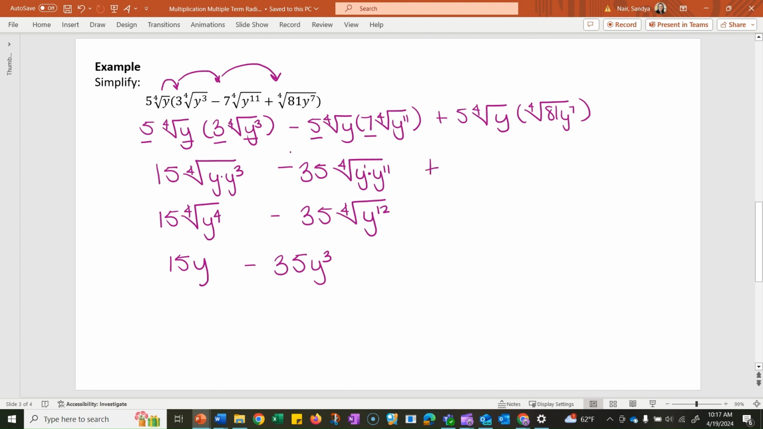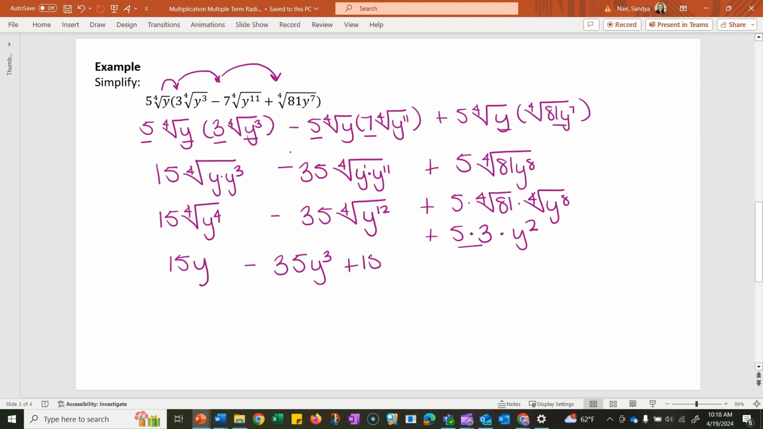Okay, now let's do the last multiplication. So we have 5, because there's no coefficient on the fourth root of 81y to the 7th. And then we have the fourth root of, well, that 81y to the 7th times y is going to give me 81y to the 8th. Well, notice I can simplify here because I can take this apart and I can say 5 times the fourth root of 81 times the fourth root of y to the 8th, right? And so remember, the fourth root of 81 is 3, so I have 5 times 3 times the fourth root of y to the 8th. Well, that's going to be y squared, right? So 5 times 3 gives me 15, so I have plus 15y squared.